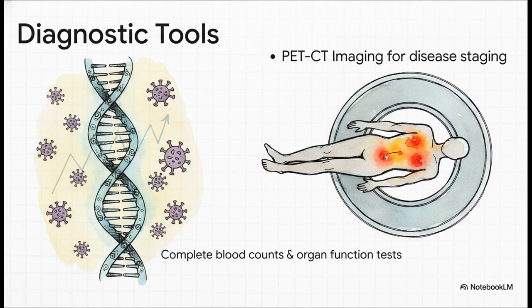And for staging, a PET CT scan is basically your best friend here. It lights up the metabolic activity of the disease, which lets you accurately pinpoint any extranodal involvement, whether it's hiding out in the lungs, the liver, or the graft itself.